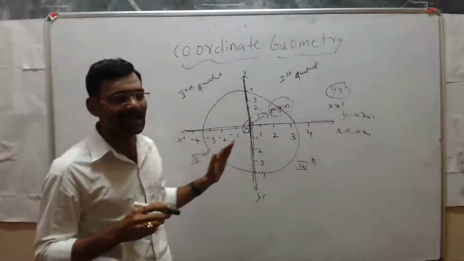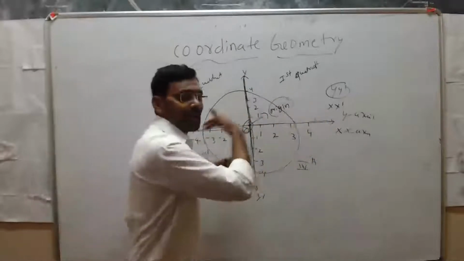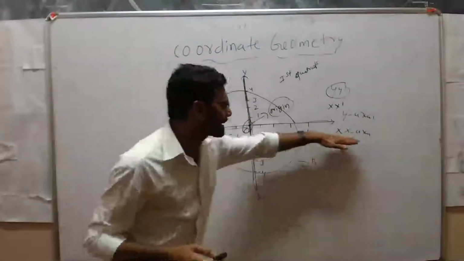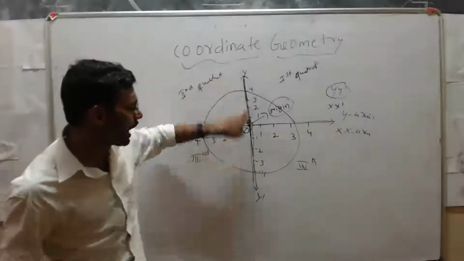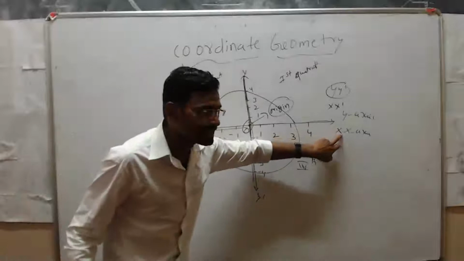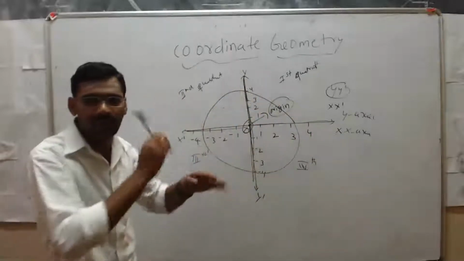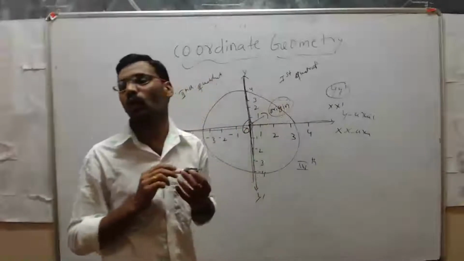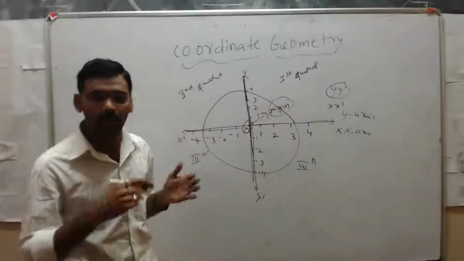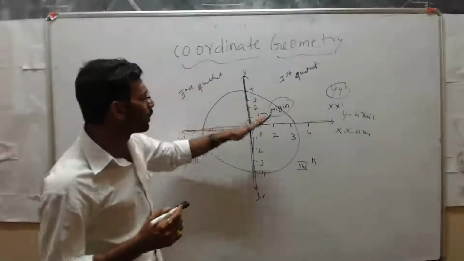Both the x-axis and y-axis will intersect, and that intersecting position is called the origin.